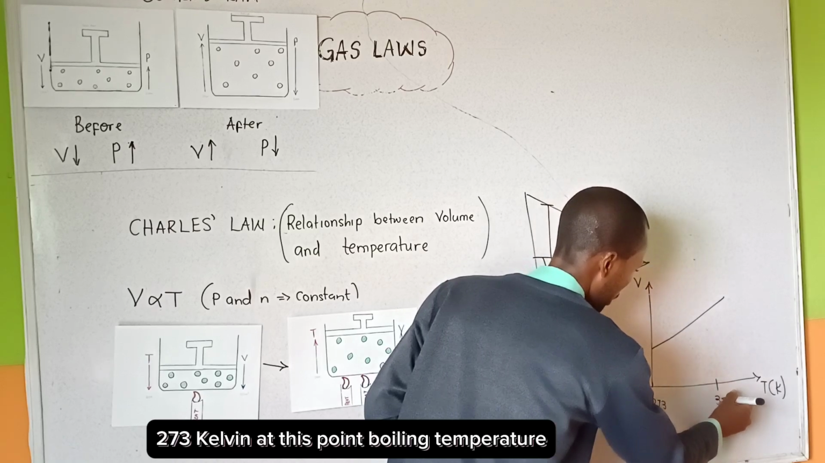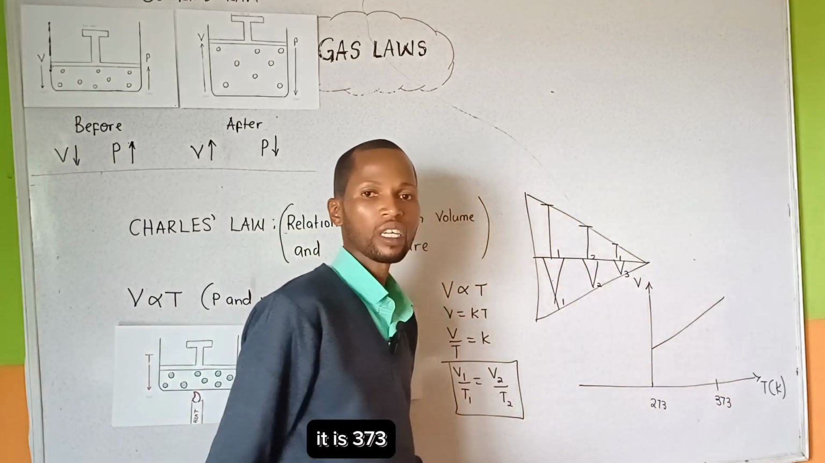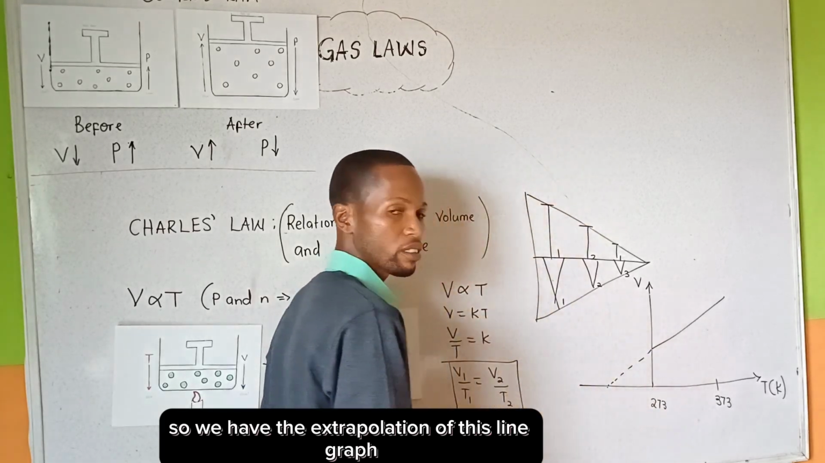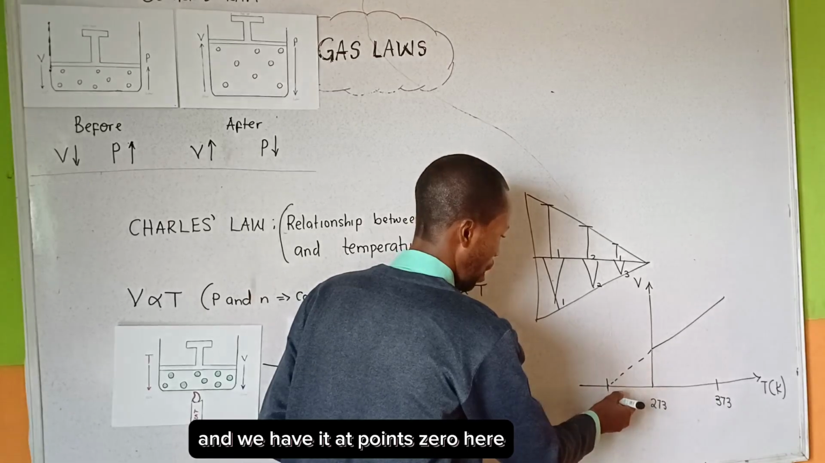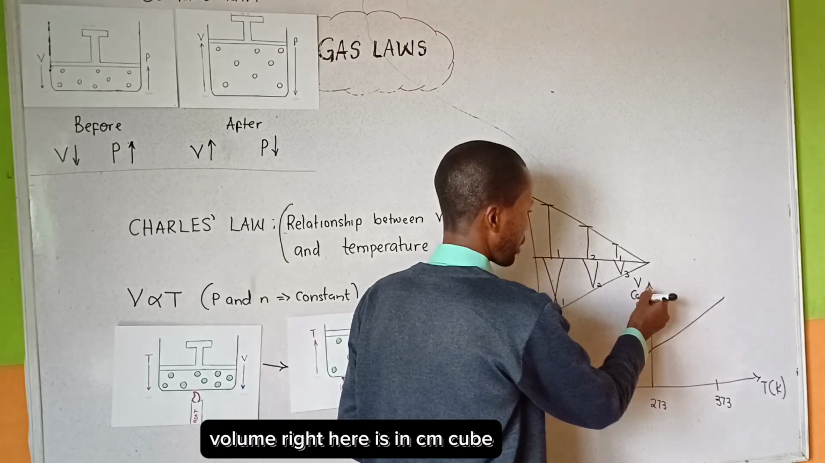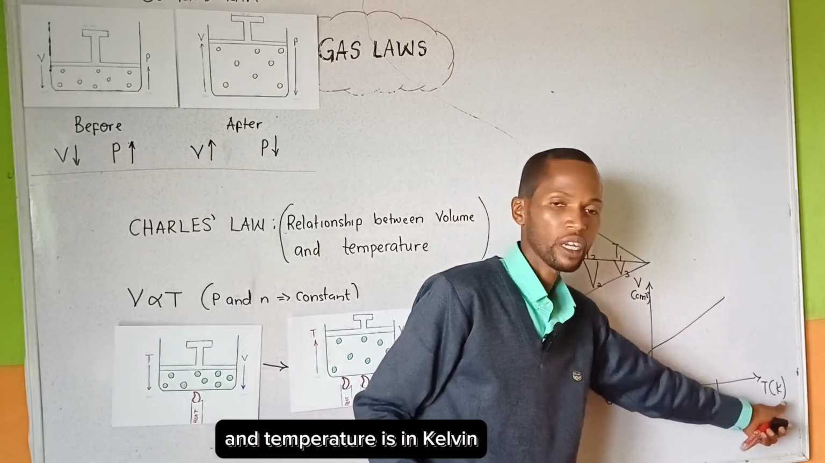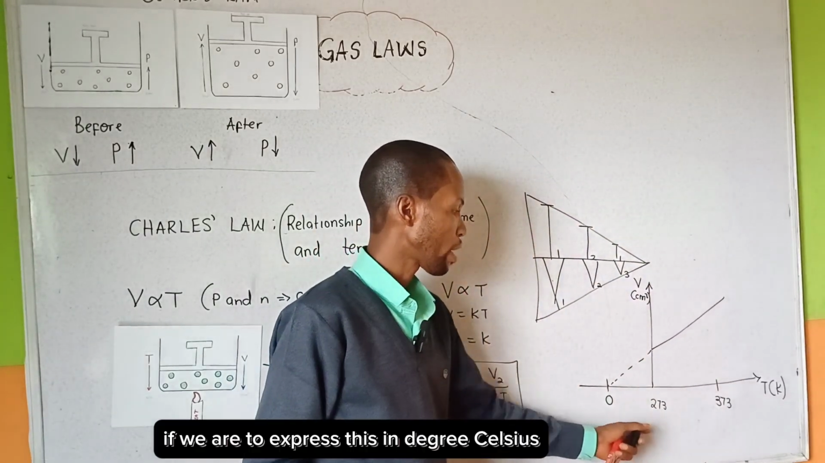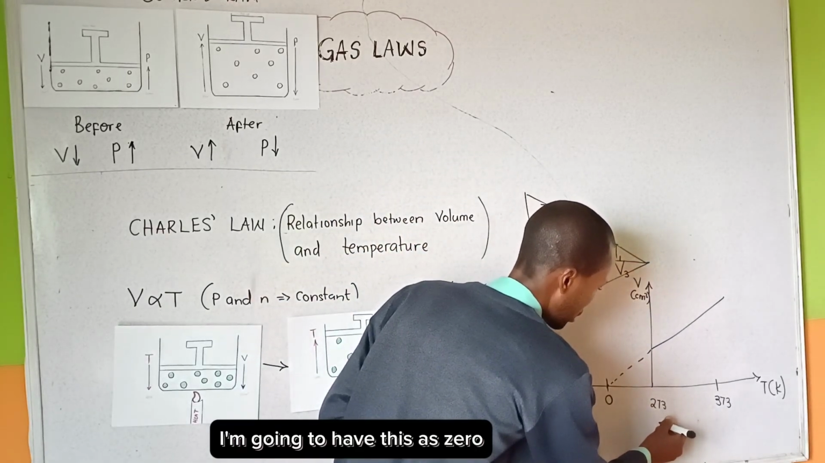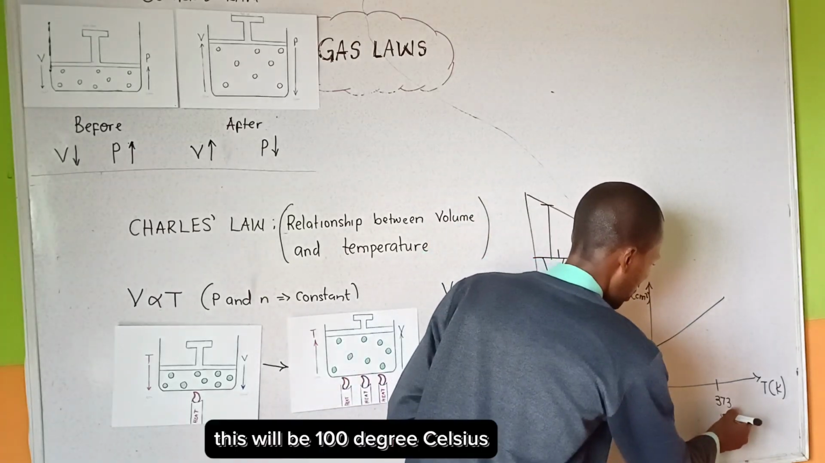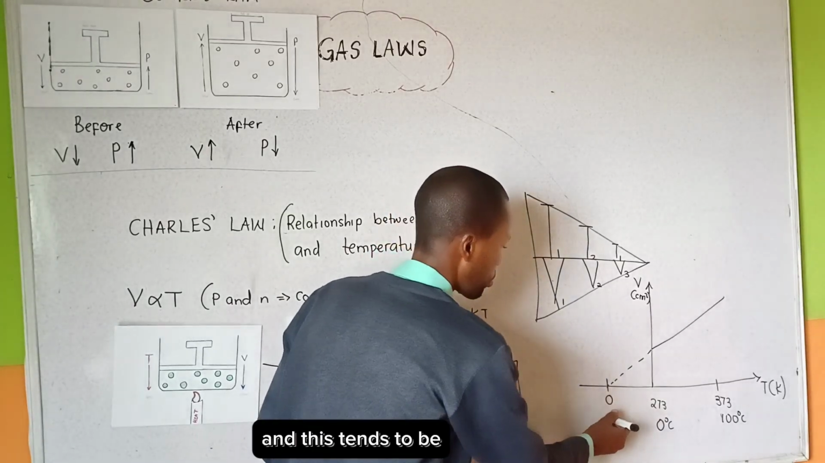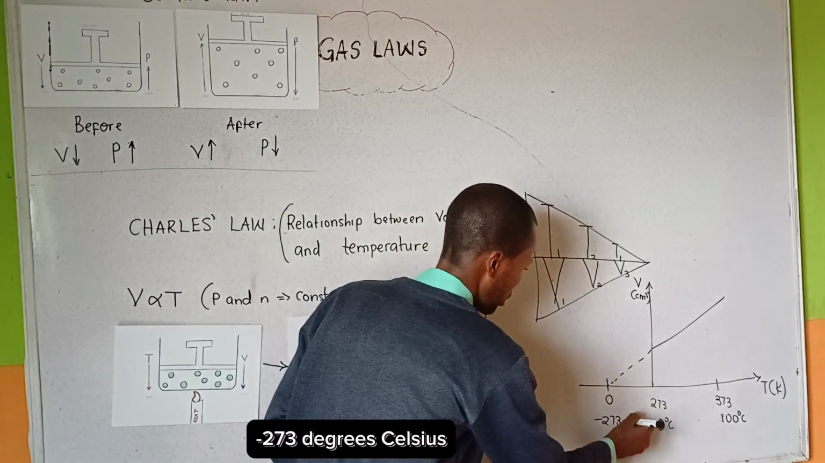At this point, boiling temperature, it is 373. So we have the extrapolation of this line graph, and we have it at point 0 here. Volume right here is in cm cube and temperature is in Kelvin. If we are to express this in degrees Celsius, I'm going to have this as 0. This will be 100 degrees Celsius, and this tends to be minus 273 degrees Celsius.